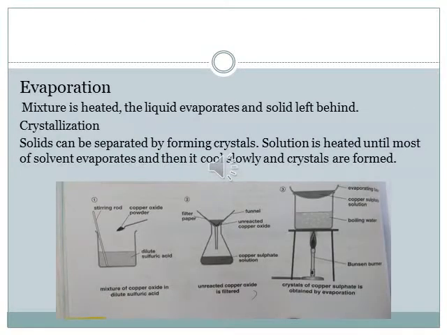The second method is evaporation. If a solid has completely dissolved in a liquid, it can be separated from the mixture by evaporating the liquid. When the liquid evaporates, the solid is left behind.